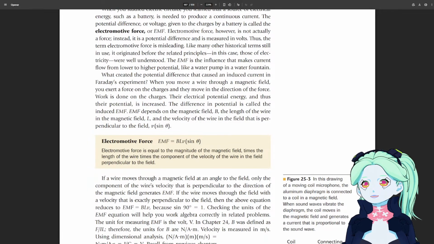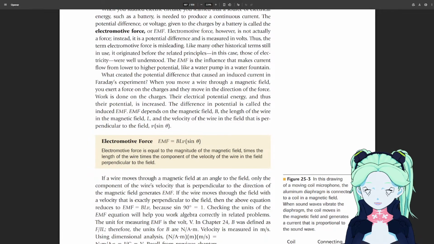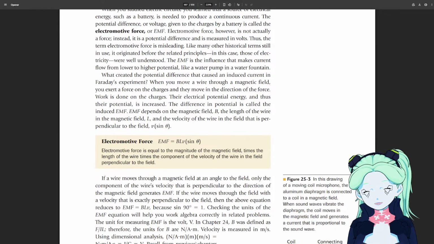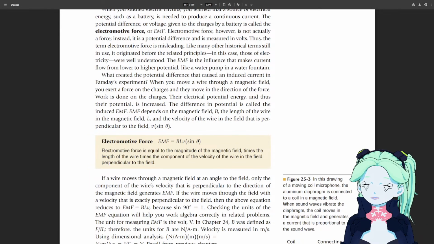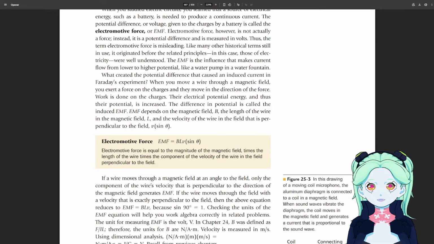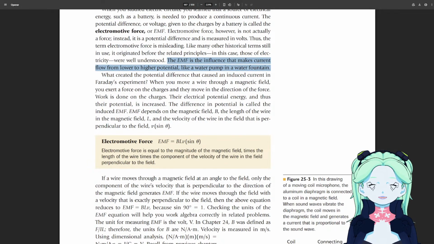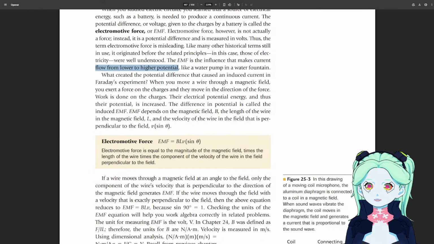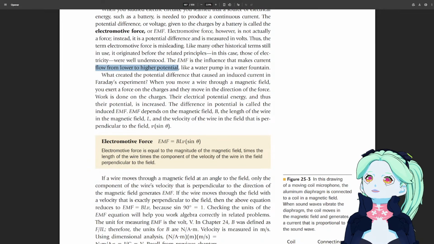Anyways, I'm going to open up ChatGPT because ChatGPT is pretty cool. If you know enough, you can use ChatGPT, and when it lies to you, you'll be like, that doesn't sound right, and then you use something else. But I really want to figure out something. So here it says, the EMF is the influence that makes current flow from lower to higher potential, like a water pump and a water fountain. Yeah, I get that. But my question is, particularly, it makes current flow from lower to higher potential. So I have to review, what does lower and higher potential mean?